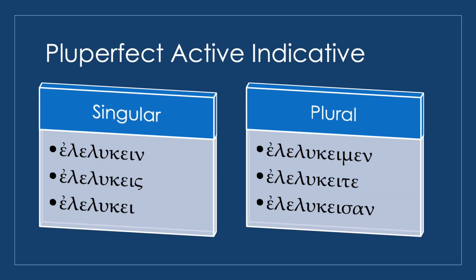And it's not actually very common, you won't get it in all of these forms, of course, but here is what it would sound like using luo as the example. Ellelucain, ellelucase, elleluke, ellelucamen, ellelucate, ellelucasan.